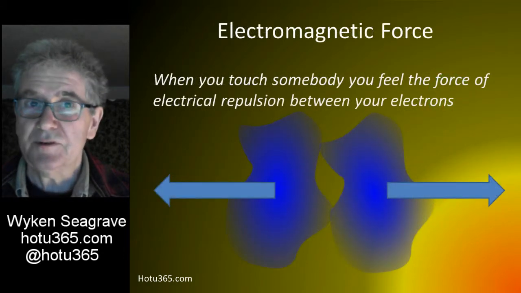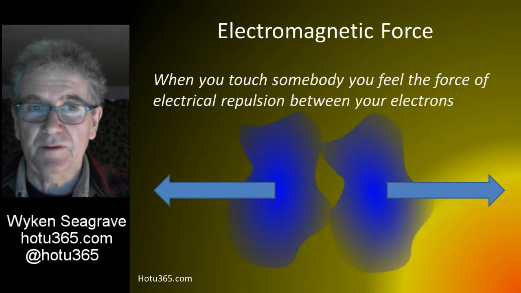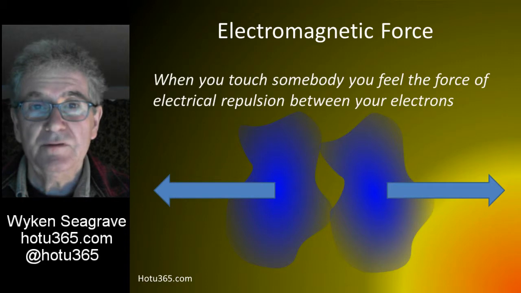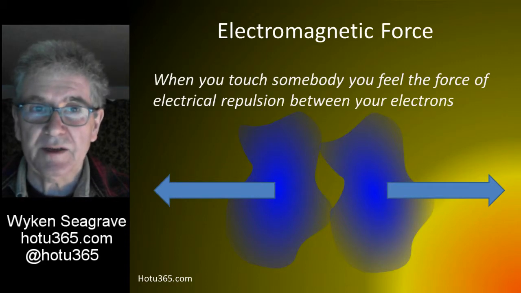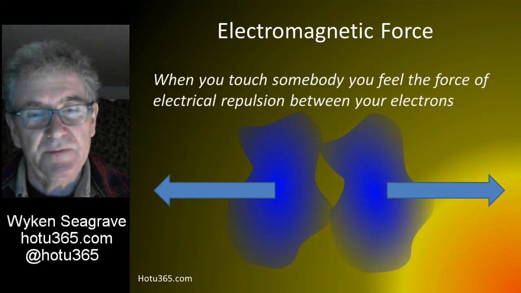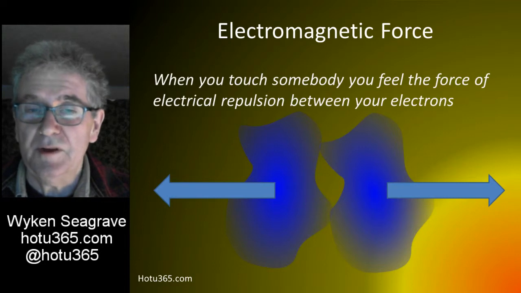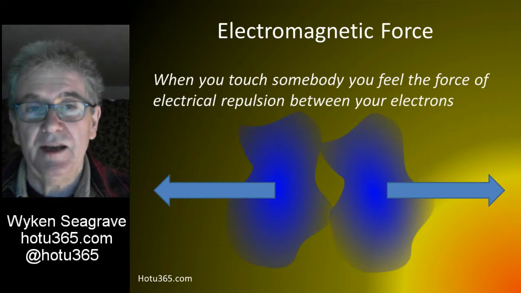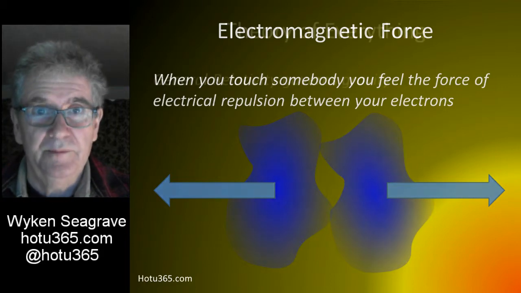The 4th force I want to talk about is the electromagnetic force, and it's a force of repulsion or attraction between particles. And here I show 2 electrons, which are cloudy objects, and you feel this force if you touch something or when you sit on a chair. The electrons in your body are repelled by the electrons in the chair, and that's what holds you up.